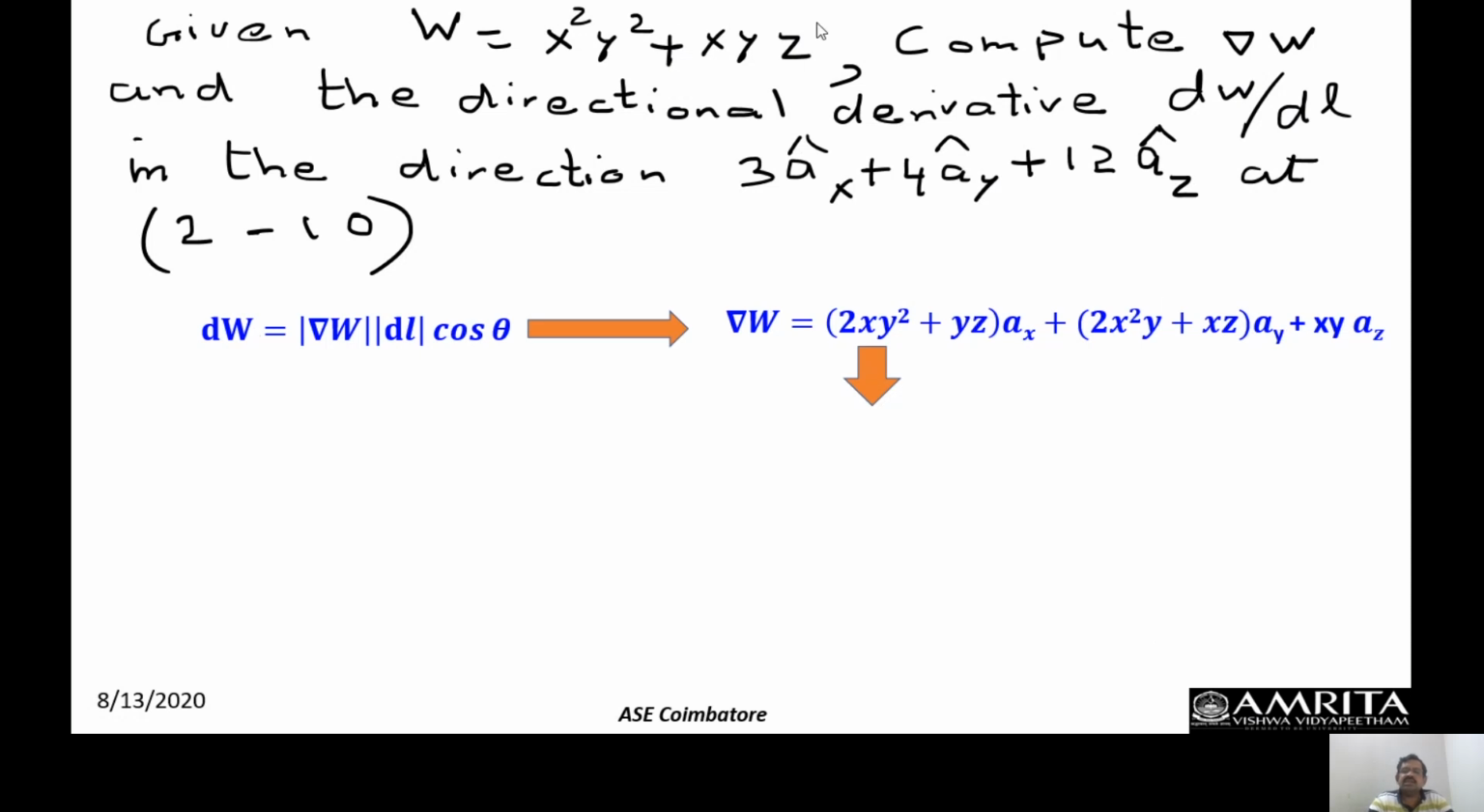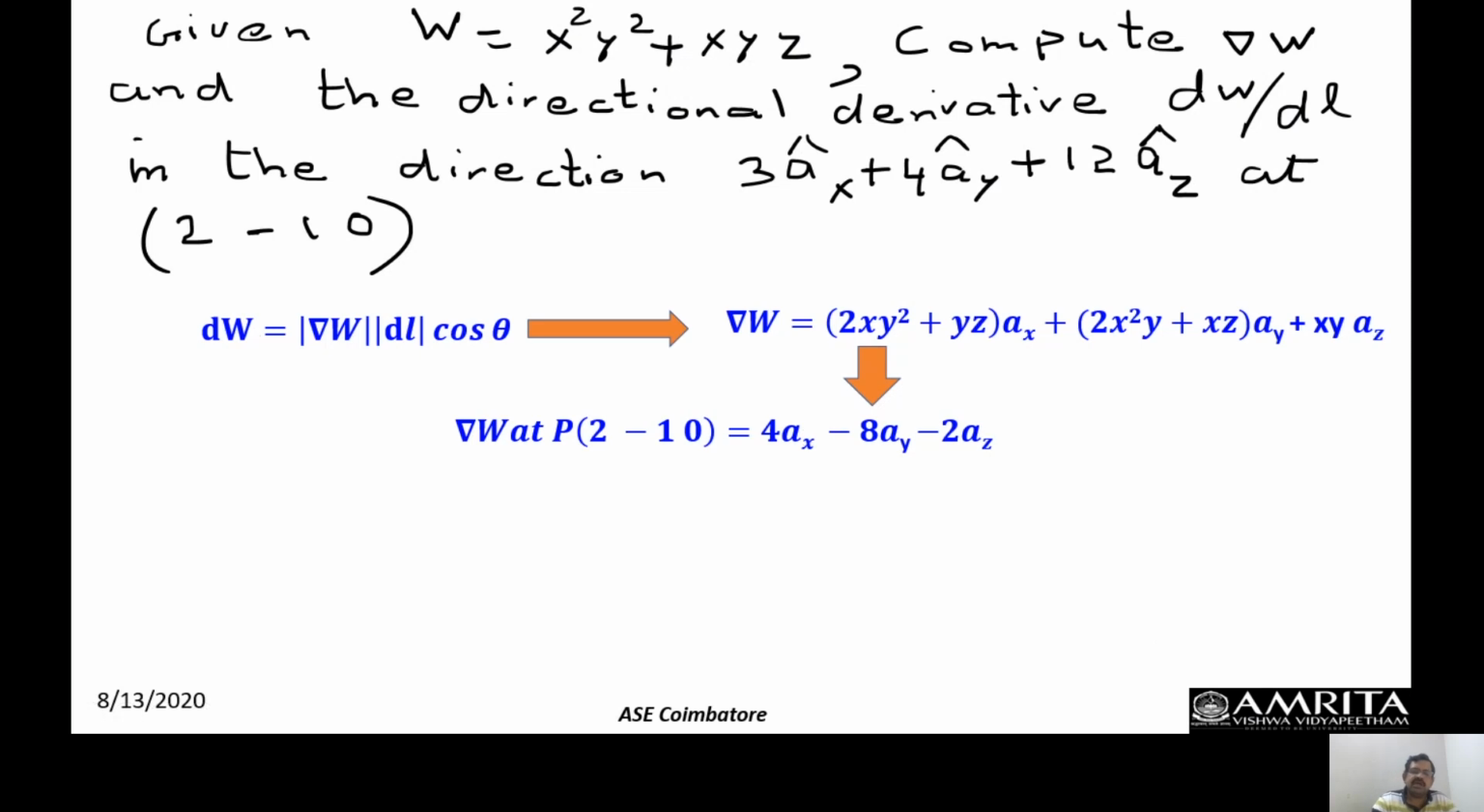Then the final one is the partial derivative with respect to the z coordinate. This function does not have any z dependence, so when I take it with respect to z, I am going to get 0. The other term, xyz, gives us xy only, since dou z by dou z is 1, along the az direction. So this is straightforward, and the point is given as 2, minus 1, 0. You substitute that point and see that you will get this value.